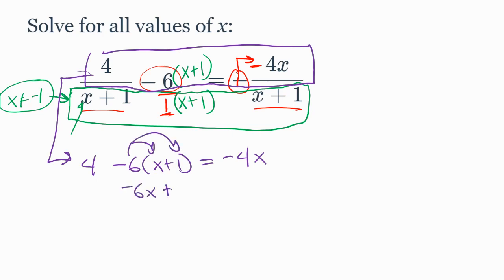-6x plus a -6, so -6. Bring my 4 down, equals -4x. Put like terms on the same side and move all the numbers to the other side.